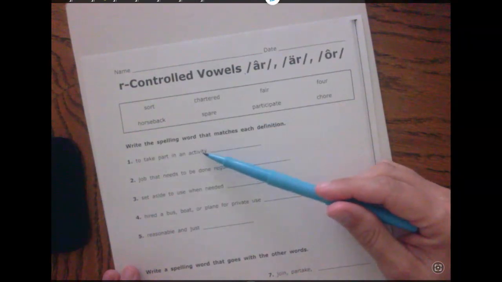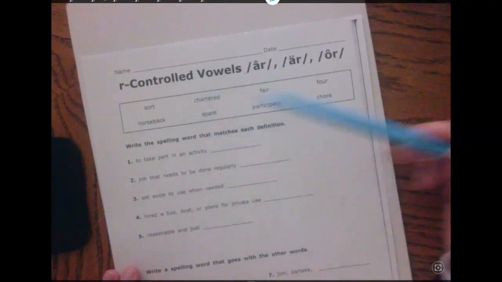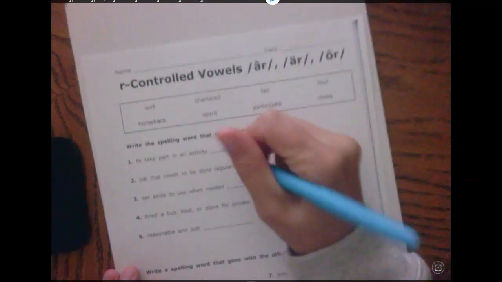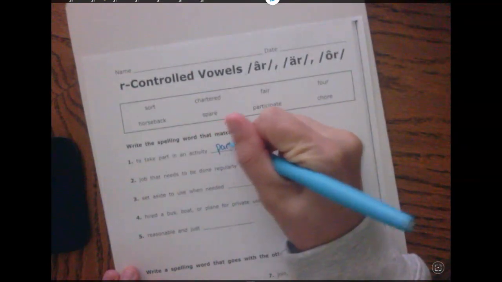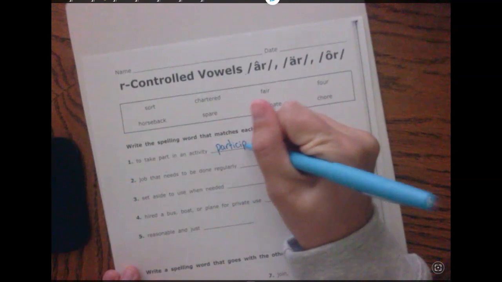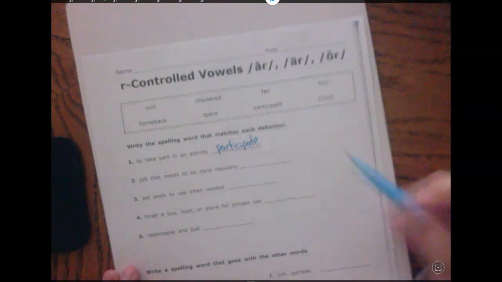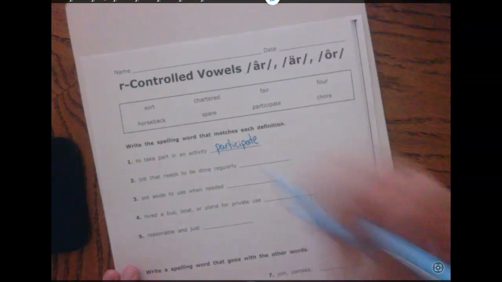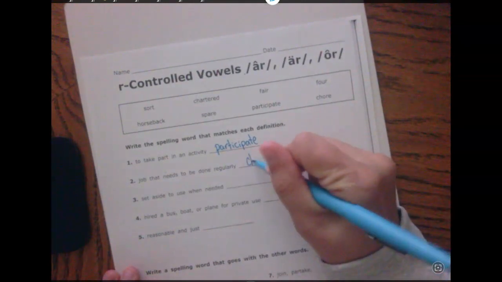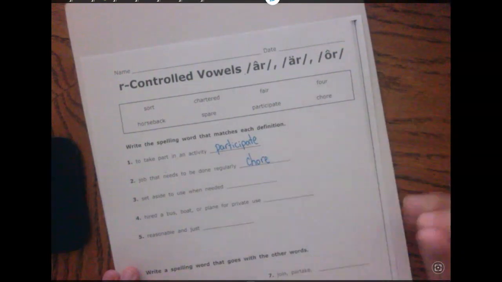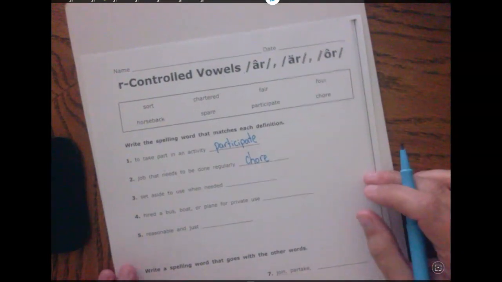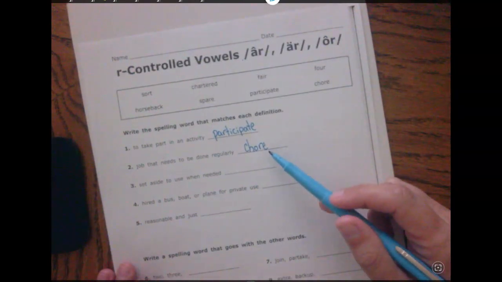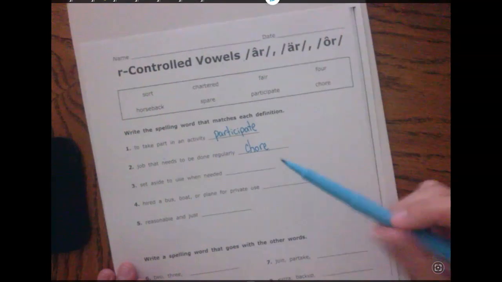To take part in an activity. So which one of these words meant to take part in an activity? That would be participate. A job that needs to be done regularly. Well, usually that's a chore, right? So if I'm cleaning my room, well, I'm probably having to do it every week, right? Or laundry or doing the dishes. It needs to be done regularly, otherwise you don't have any clean clothes or you don't have any clean dishes.